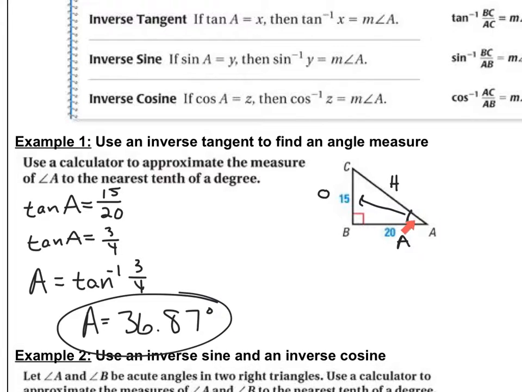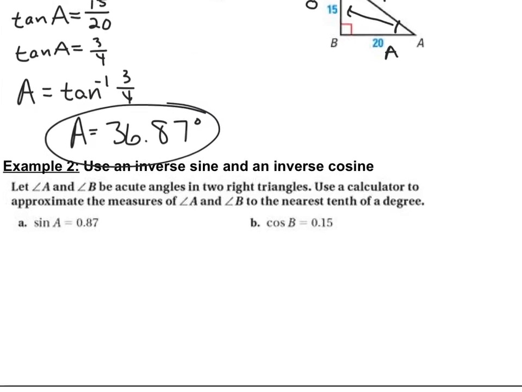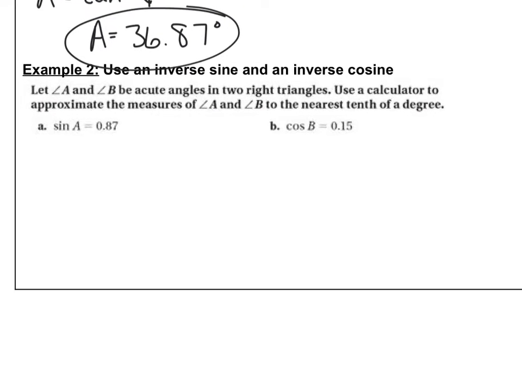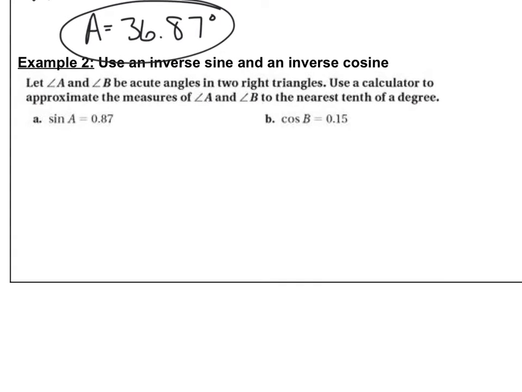From there, you could figure out what angle C is to find all the angles in the triangle, and you could also use the Pythagorean theorem to figure out the hypotenuse. That's what we're building up to, having to find every missing measurement in a given right triangle. So that's inverse tangent. Inverse sine and cosine work exactly the same way.